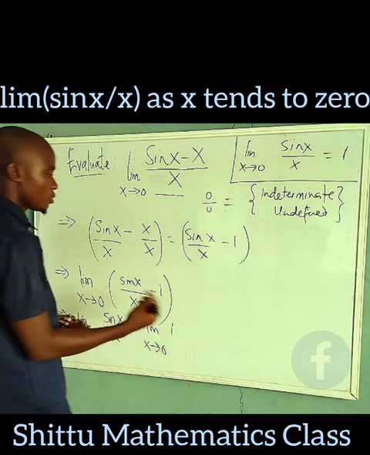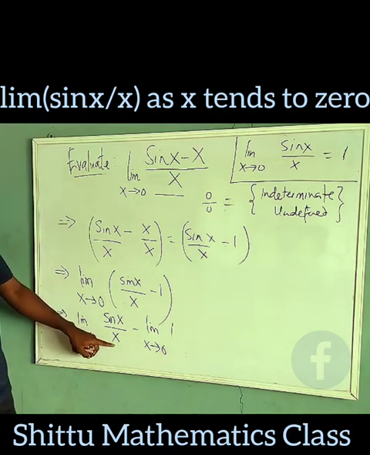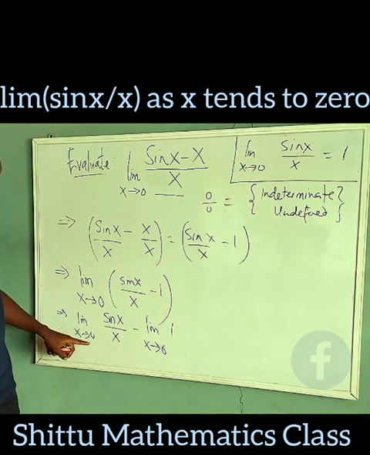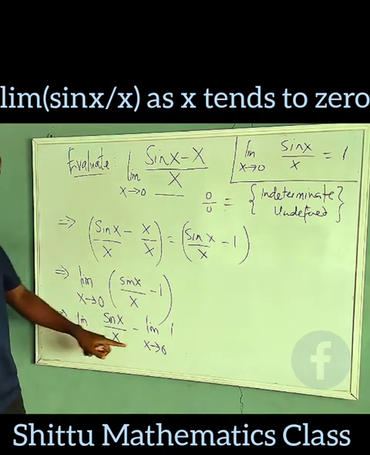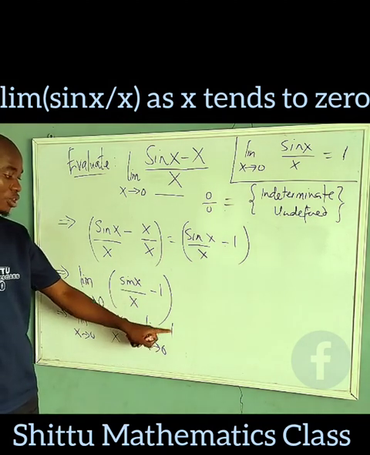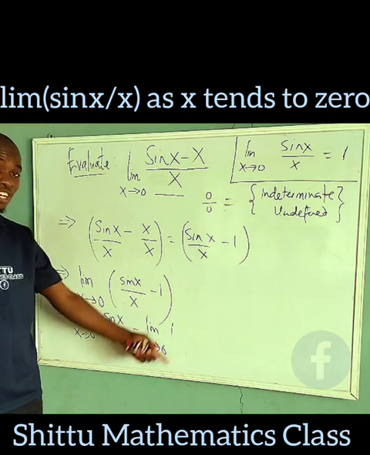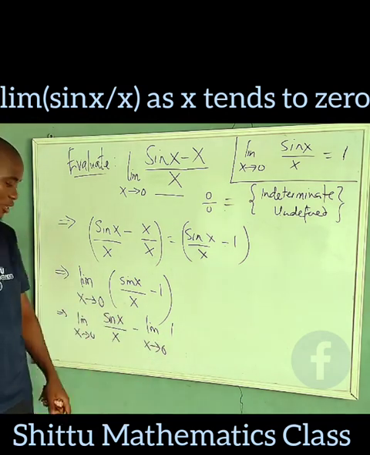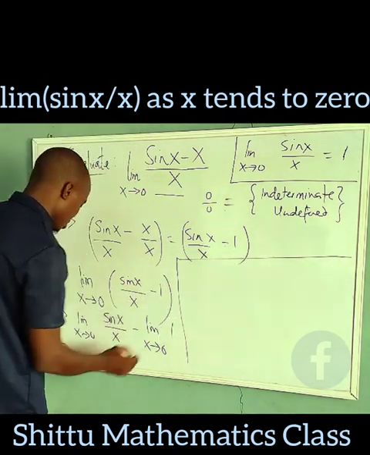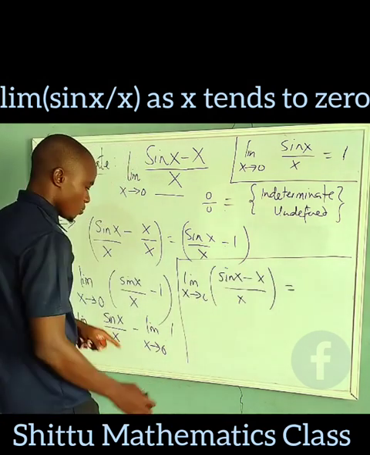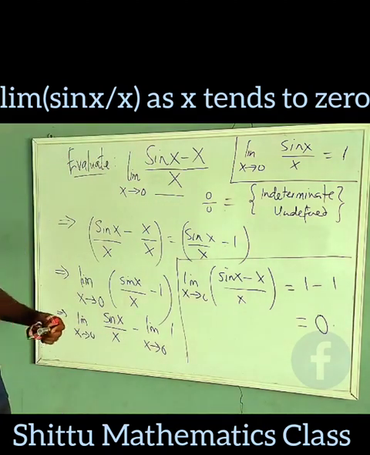So what we are going to be having now is, we see that this sin x over x, according to what we have there, the limit as x tends to 0 of sin x over x is going to be 1. And the limit as x tends to 0 of 1 is going to be 1, because there is nowhere to put the value of x, the 0 there. So we are going to be having 1 minus 1, and that is going to give us 0. And that's the solution to the problem.